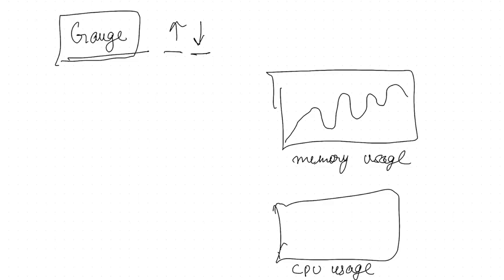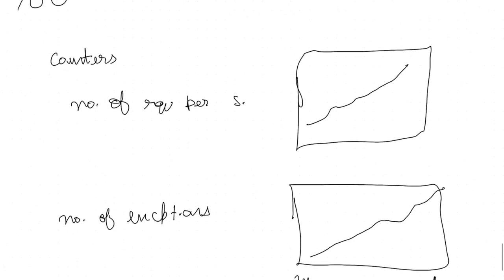CPU usage is another example. You might have 3% usage, then you might have 80% usage, then it might go down to 2%, and so forth. Since this can go both up as well as down, you will store it in a gauge. If this could only go up, then you store it in a counter.